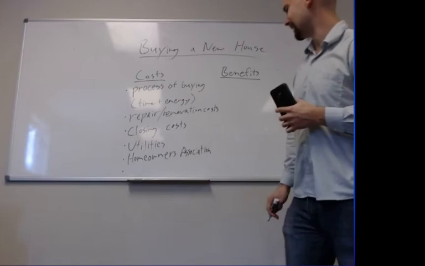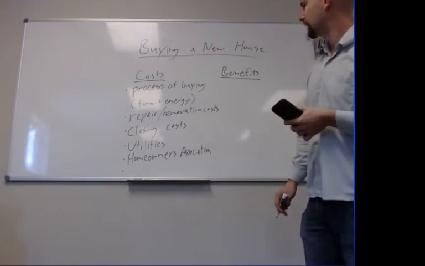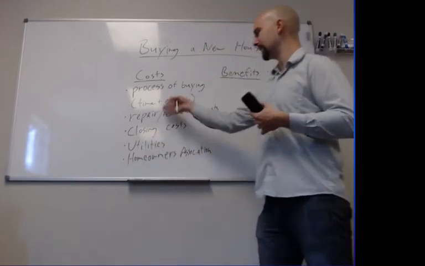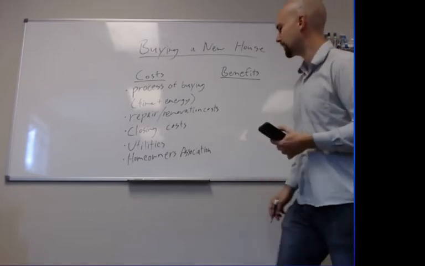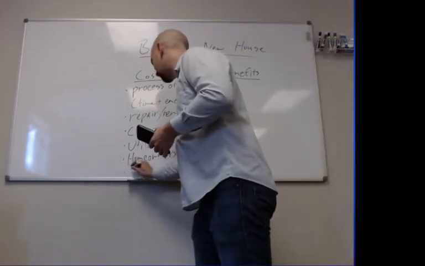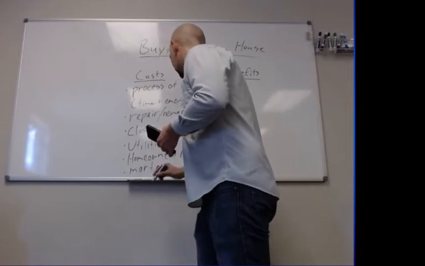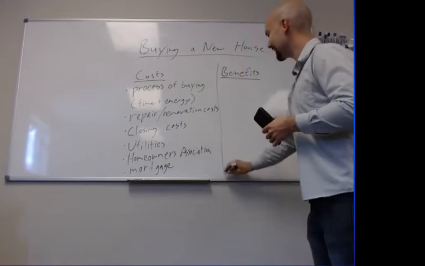All right, so homeowners association, lots of different things. I'll say another thing that could be on either. All of these could be on either because you might be saving money or you might be spending more than your current situation. But definitely your monthly mortgage payment. And if you guys don't really know what that is, that's okay.